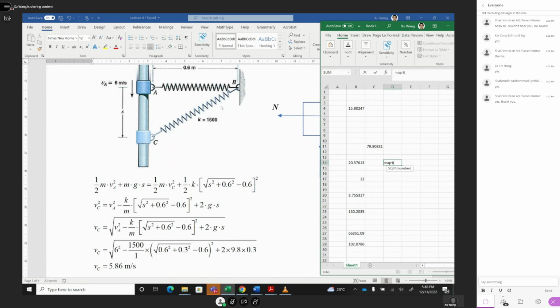SQRT is 36 squared minus 15500. Multiply brackets, and then SQRT. Inside is 0.6 plus 0.3. Okay, 0.6 plus 0.3.